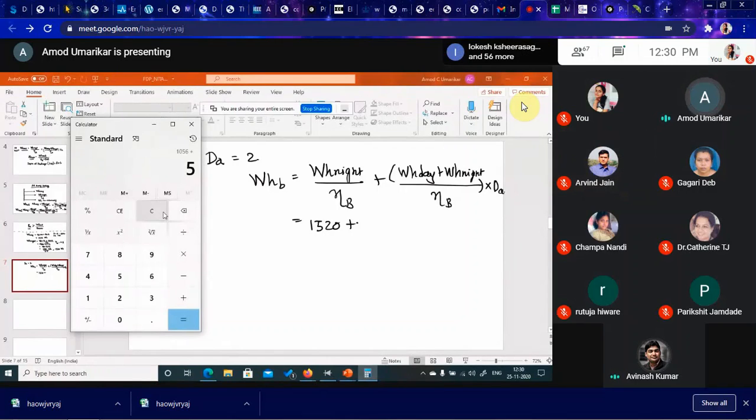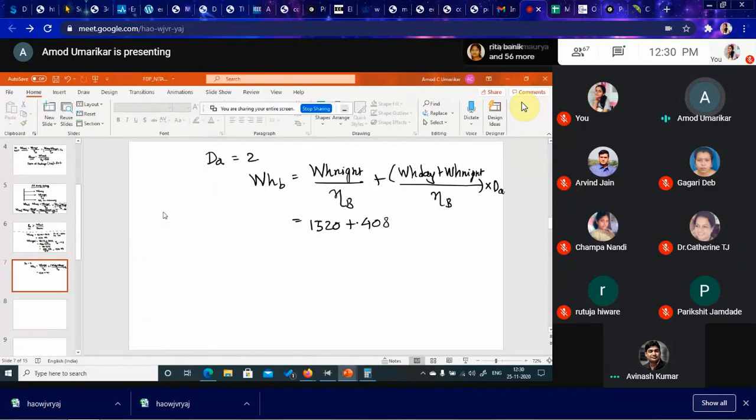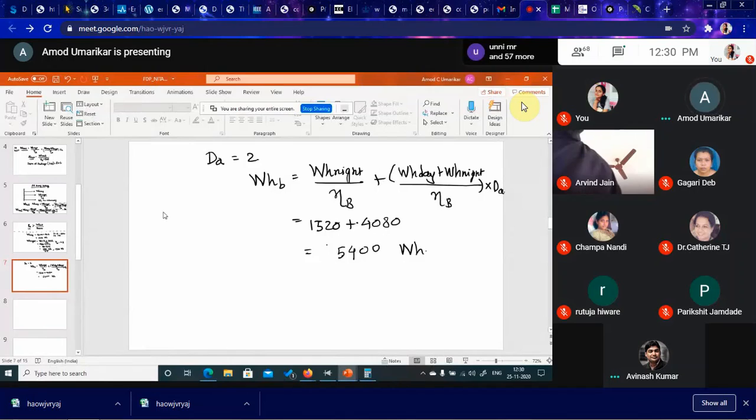Plus 576 upon 0.8, multiply by 2. So this comes as 4080, right? So total Wh-b comes as 5400 watt hour.